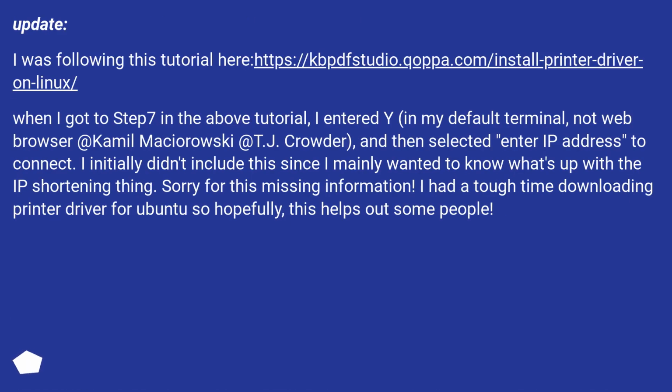Update. I was following this tutorial here. When I got to step 7 in the above tutorial, I entered Y in my default terminal, not web browser, and then selected enter IP address to connect. I initially didn't include this since I mainly wanted to know what's up with the IP shortening thing. Sorry for this missing information. I had a tough time downloading the printer driver for Ubuntu, so hopefully this helps out some people. Also attached here is the picture of my weird IP address.